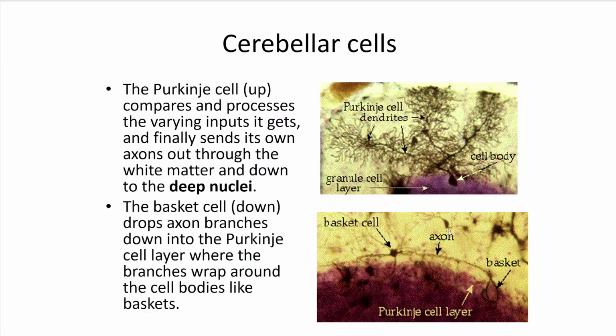This is electron microscopy, and we see that, for example, the basket cell on the bottom part of the image drops axon branches down to the Purkinje cell layer, and there the branches wrap around cell bodies like baskets. And Purkinje cells, as I have said, compare and process the varying inputs they get, and finally send their own axons out through the white matter and down to the deep nuclei.